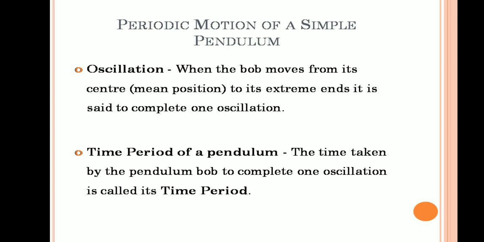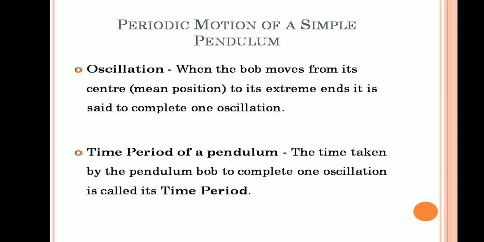Oscillation. When the bob moves from its center to its extreme ends, it is said to complete one oscillation. For example, we'll take the pictures in the earlier slide. The center position, we'll name it as O. From O, it moves to the left hand side. Again it comes to the middle O, and then from the O position it again moves to the right hand side. This is called one oscillation.